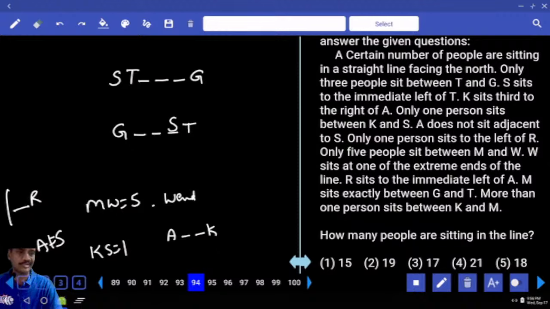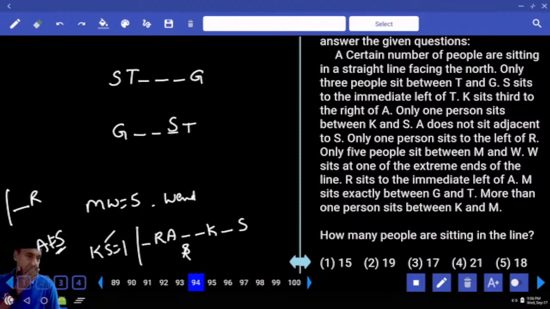R sits to the immediate left of A. And where is this R? R is to the immediate left hand side of A. As R is to the immediate left of A, between K and S there must be exactly 1. You cannot have S at this place because A and S are not adjacent to each other. Hence, where should S be? S must be to the right hand side. Then K and S we have done, and A and S are not adjacent. To the left hand side of this one, there must be exactly 1, because R is second from the left extreme.